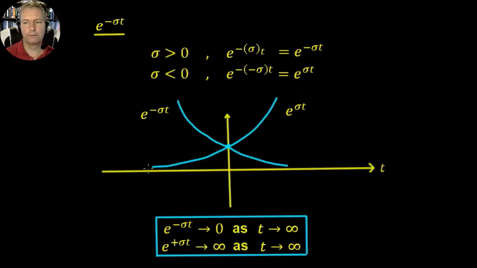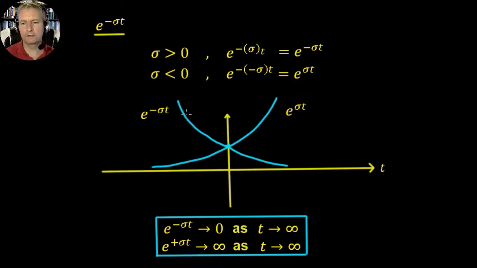So we've drawn out the function here, e to the minus sigma t and e to the positive sigma t. Okay, so you can see that e to the sigma t here, that's positive sigma t, as t tends off to infinity, that whole thing is going to tend towards infinity. So we've got that really written here. e to the plus sigma t tends to infinity as t tends to infinity.